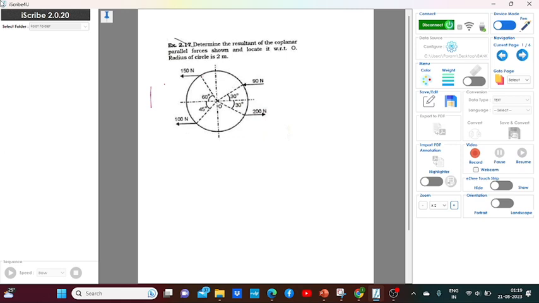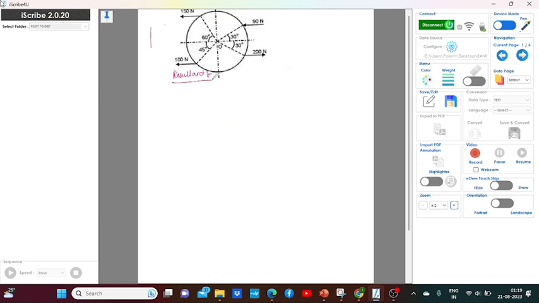See what they are asking: determine the resultant of the coplanar forces. So the first thing that I need to calculate is the resultant of all the forces. It is very easy to calculate. The resultant can be calculated by summation of F of x is equal to the resultant, because all the forces are there in the x direction.